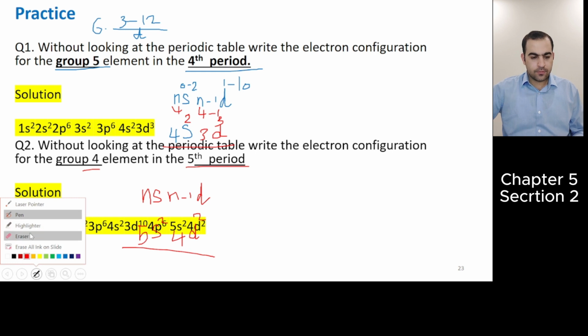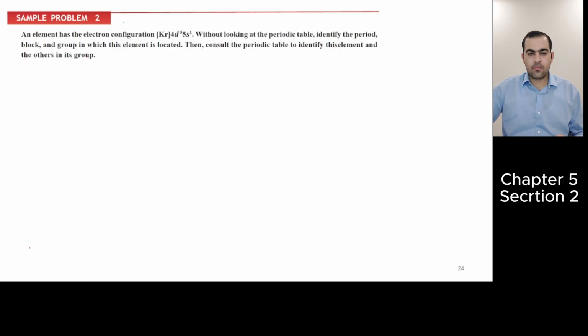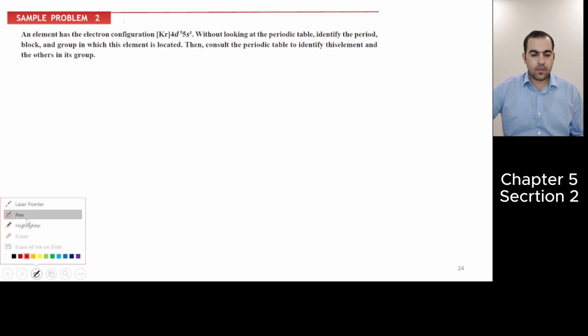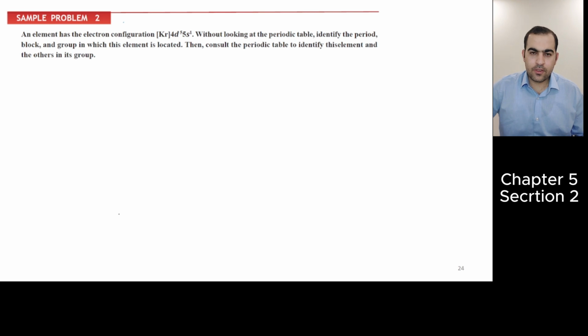Let's continue. Here we have this one. I just want to tell you, here in the book is written 4d5, then 5s2. The book uses that way. We said we don't use that way. First we write 5s1. Both of them are correct, but if you write like the book, I think you will get confused.